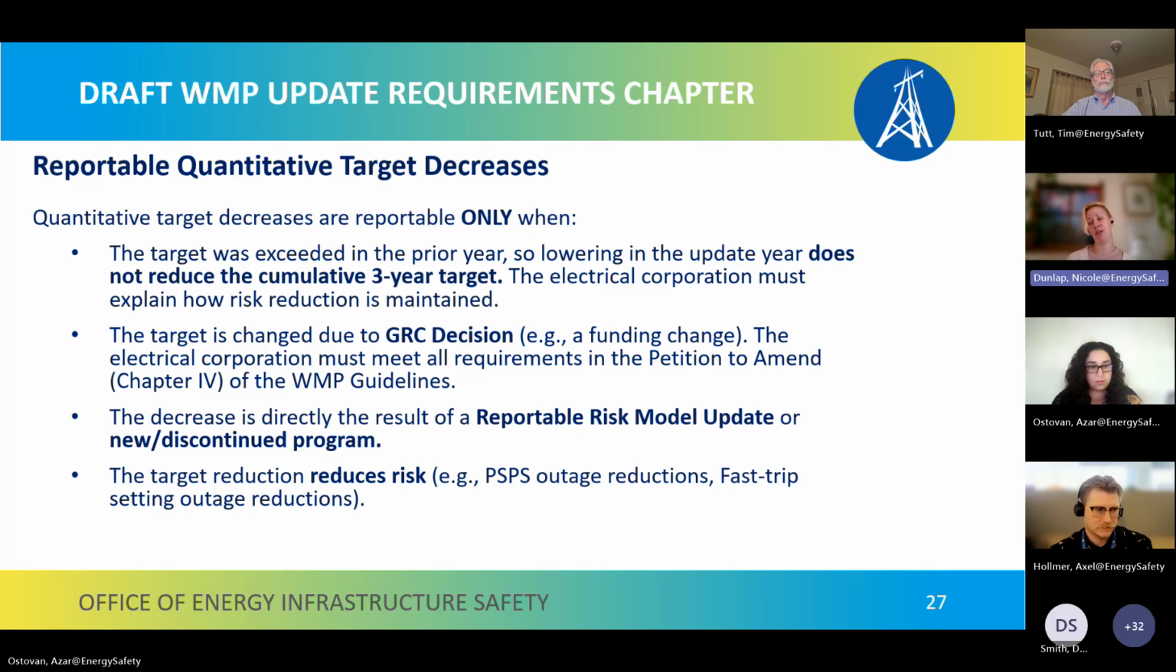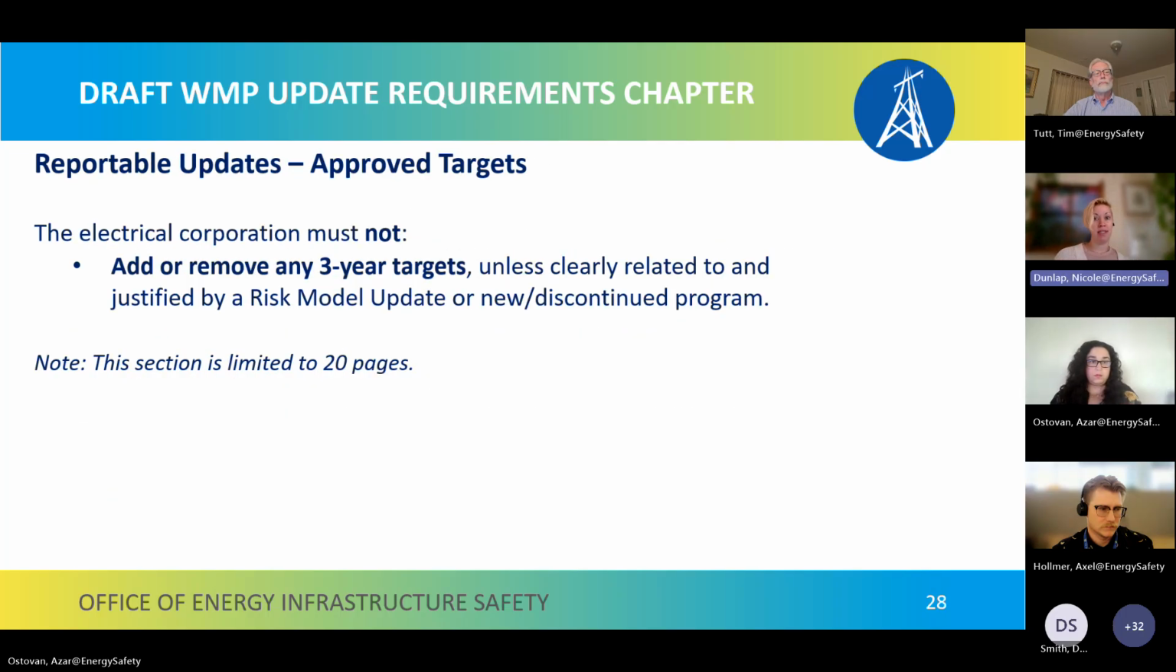We can take questions at the end of this presentation if there's any unclarity around GRC decisions relative to WMP updates. But the last 2 circumstances where you might decrease a target: if it is a downstream impact from another reportable update, such as to the risk model or mitigation program. And last, a target can be decreased if it further reduces risk, such as if an electrical corporation expects fewer system outages. The last point on targets is that an electrical corporation cannot add or remove any 3-year targets unless it's a downstream impact from another reportable update.